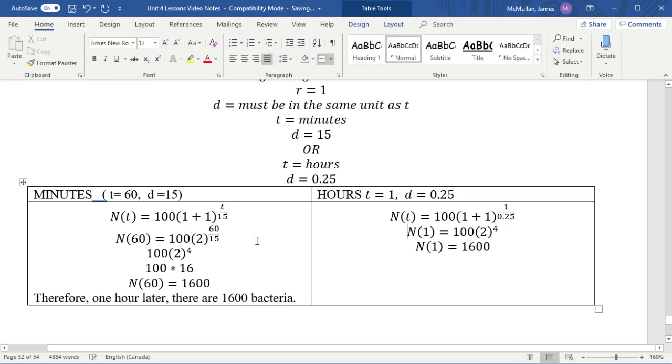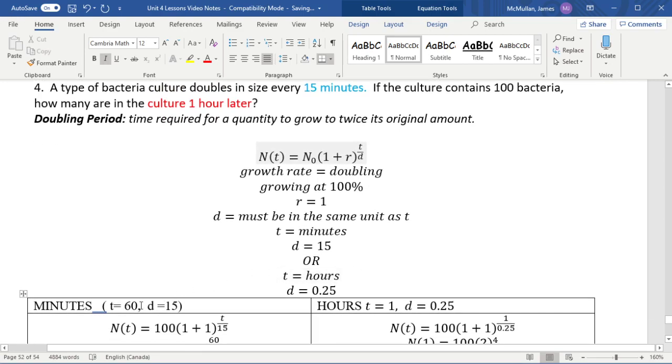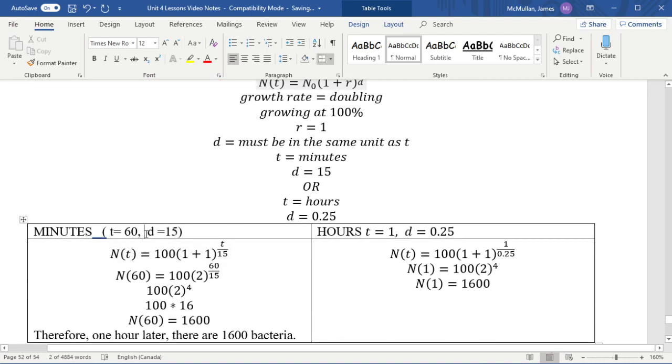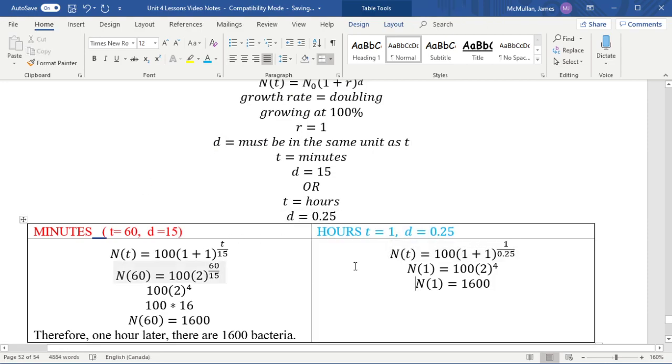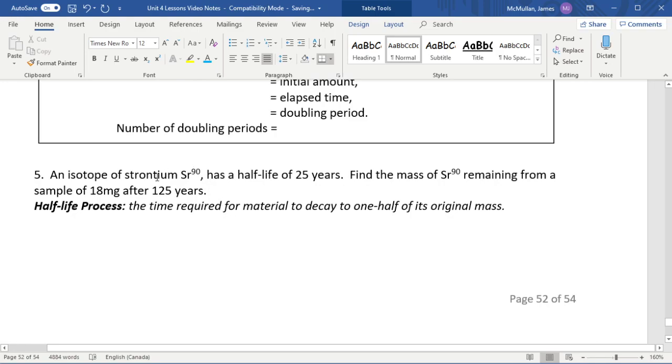Okay? So it is your choice in these questions whether you want to use minutes or hours, or days or years or months or whatever is appropriate. But the rule is whatever T is measured in, D also has to be measured in that unit. So either T and D are both measured in minutes, or T and D are both measured in hours. Either one works. Depending on the question, you can decide which one is easier. Okay? Let's try another one here.